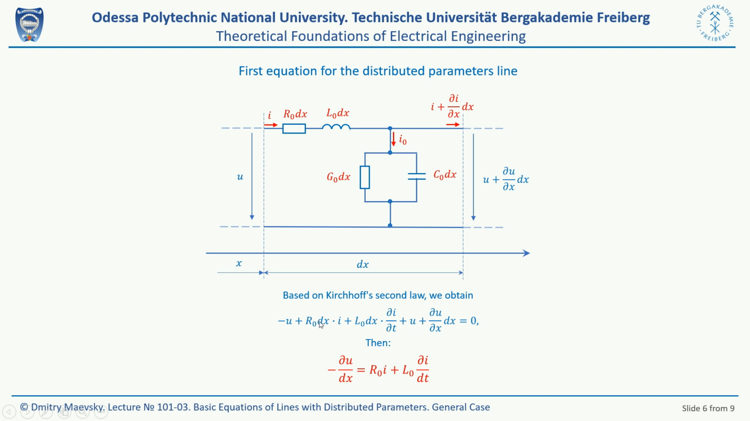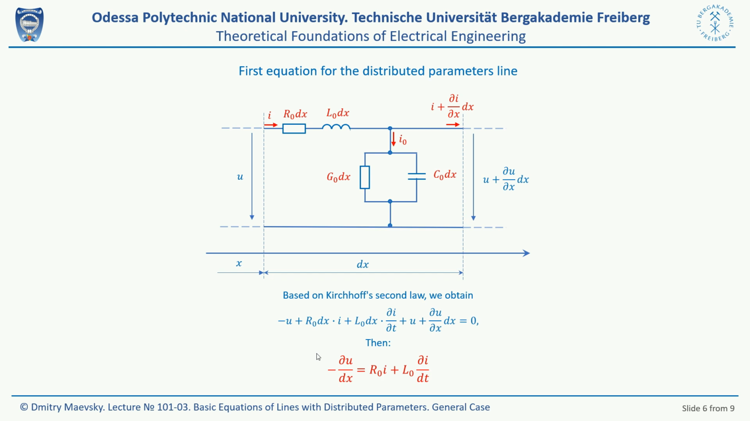Reducing the remaining terms of the equation by dx, we obtain the first equation for a line with distributed parameters. This equation relates the rate of change of voltage along the spatial coordinate with the current that acts in the line and with its time derivative. Notice the minus sign in front of the rate of change along the spatial coordinate. We will talk about the nature of this sign later.